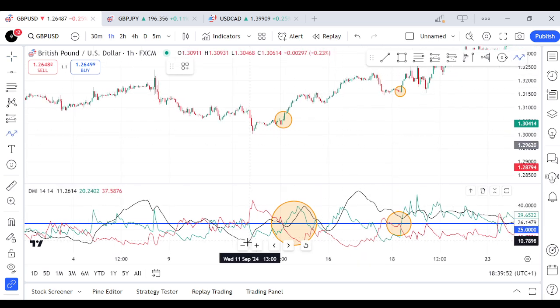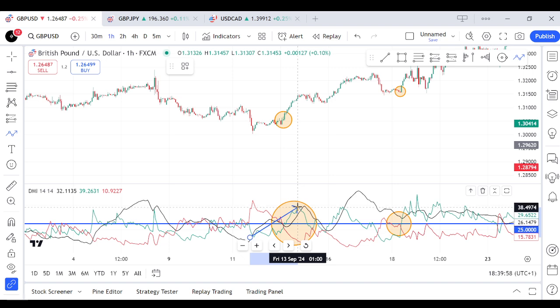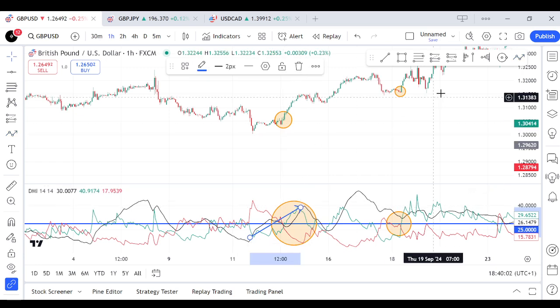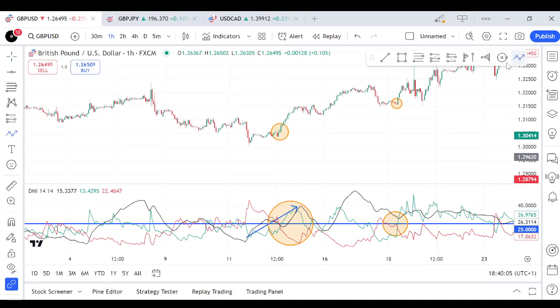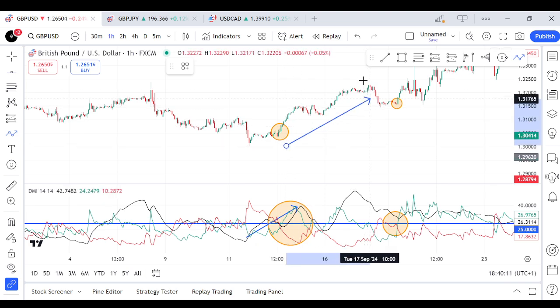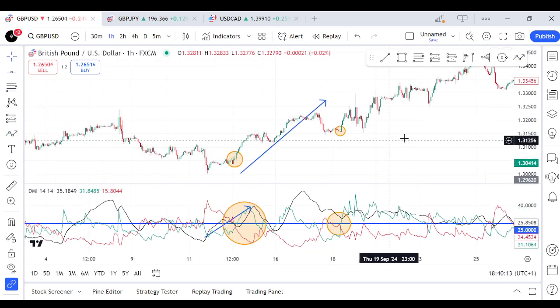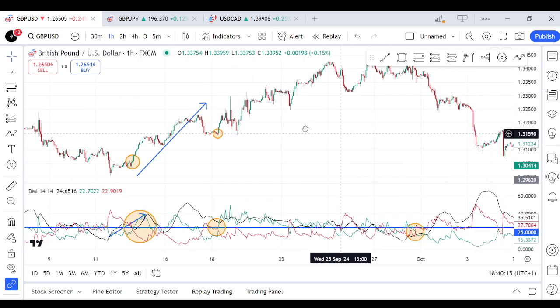In this example, you can see the ADX crossing above the 25 line right there, and you should look to enter trades in line with the dominant DMI line, which is the green line in this case. And you can see that gave us that nice push.